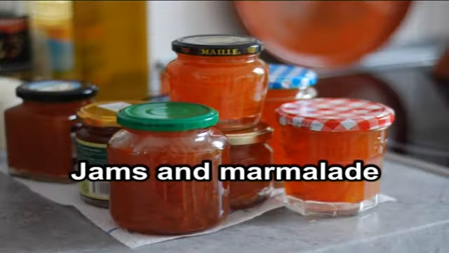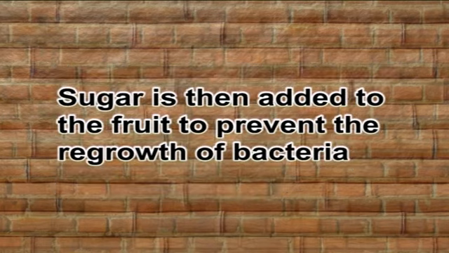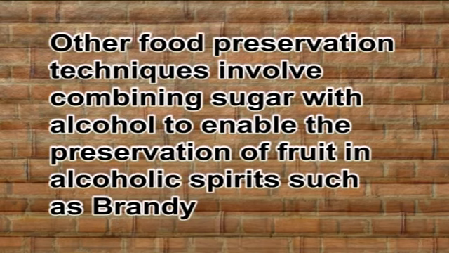Second, to produce jams and marmalade, fruits are initially boiled to reduce the water content of fruit and to reduce contaminating microorganisms. Sugar is then added to the fruit to prevent the regrowth of bacteria. Third, other food preservation techniques involve combining sugar with alcohol to enable the preservation of fruit in alcoholic spirits such as brandy. Fourth, sugar is also used with salt to preserve certain foods, especially fish and meat.